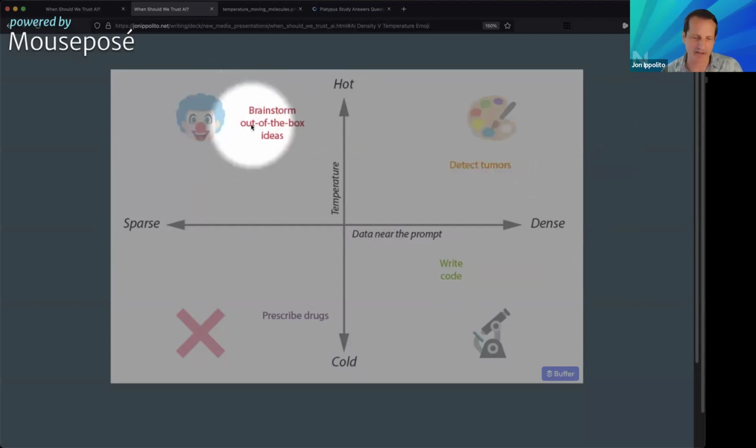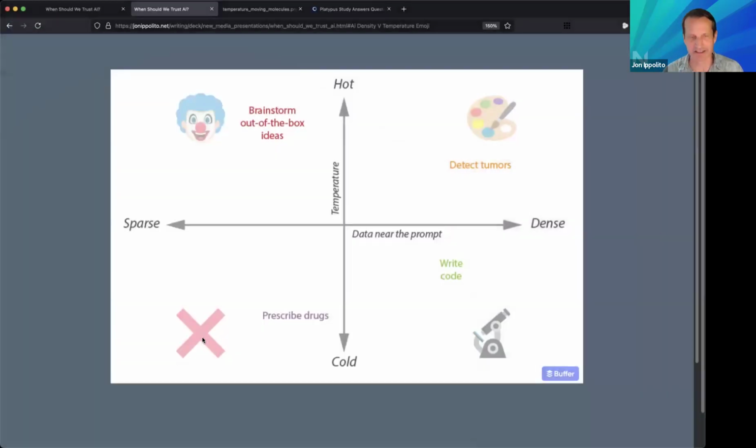But when you say brainstorm out of the box ideas and you've got your temperature cranked up and there's not much data in the area, buyer beware. Who knows what you're going to get back? And then finally, I think sparse cold, when you say I'm going to get the exact answer and I only have sparse data, that's a no-no. I would definitely stay away from that.